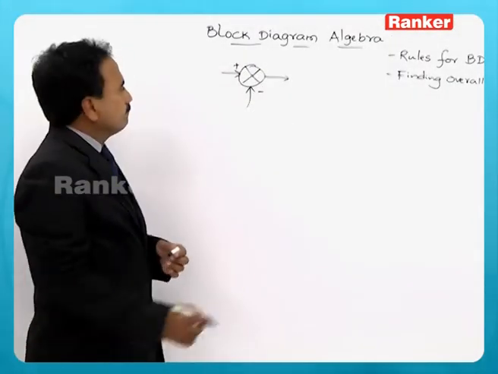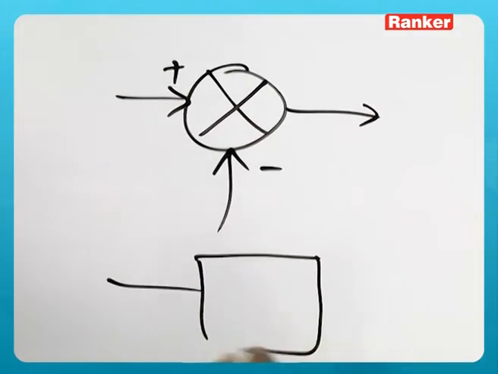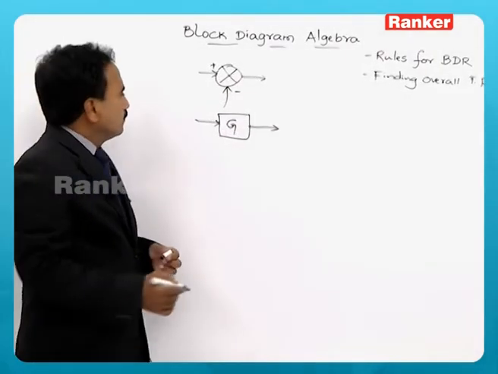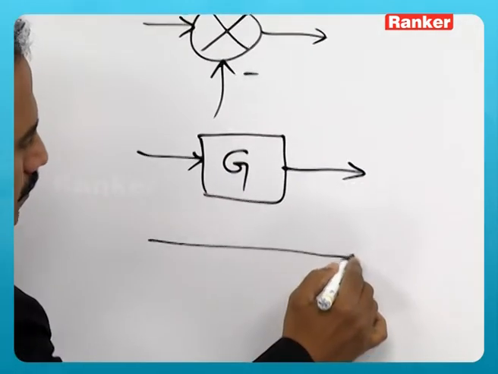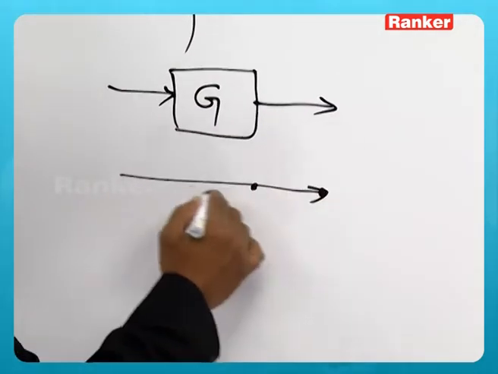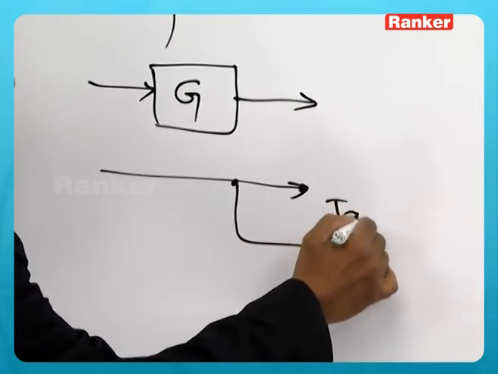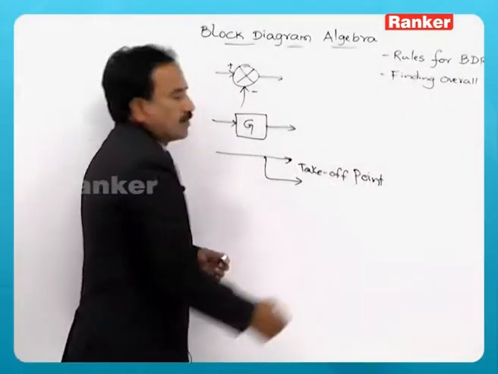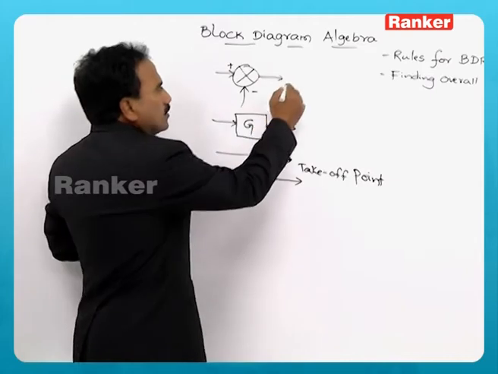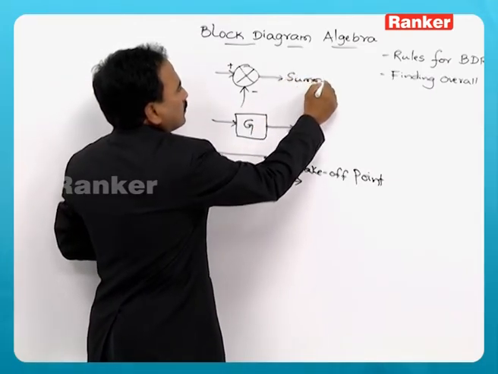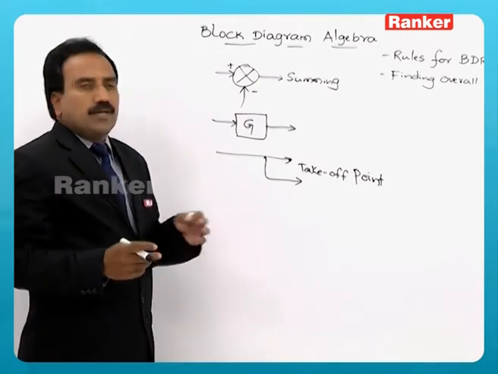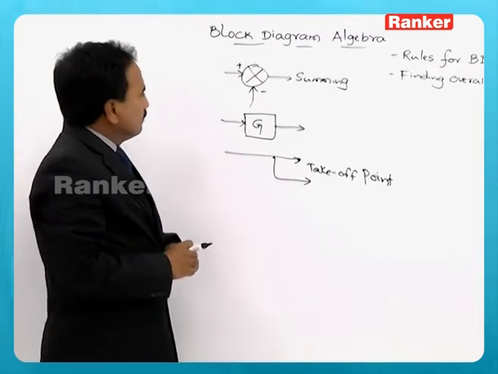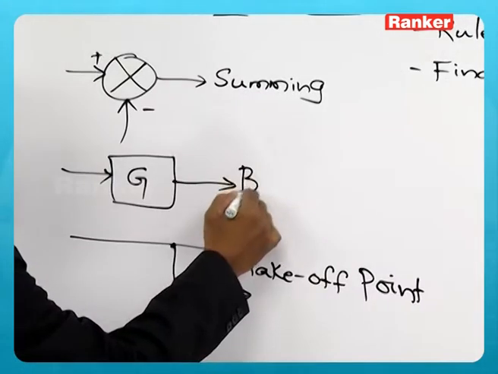summing point and block and takeoff point. A control system consists of several summing points where signals can be added, 2 or 3 signals can be added depending on the polarity. They can be added or subtracted, and it is a block.